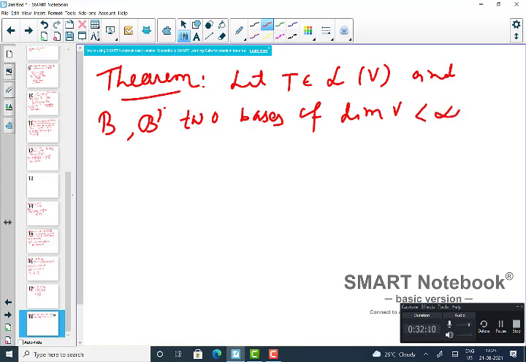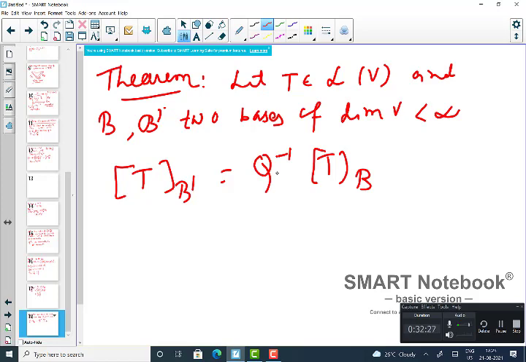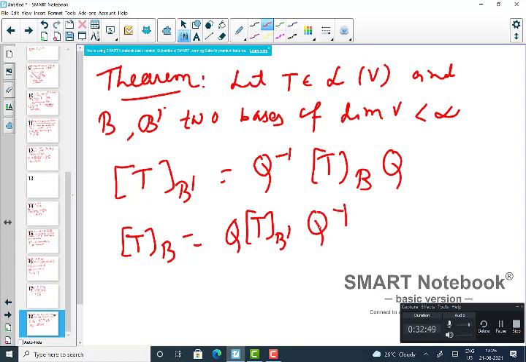Then you have two matrices, one with respect to B dash and another with respect to B, and the relation is that they are linked with this change of coordinate matrix Q. If you know this, then you can say that T B dash is the same as Q inverse times T B times Q.